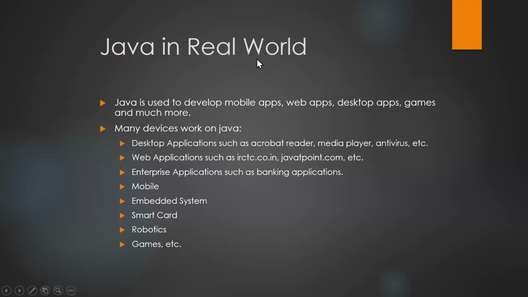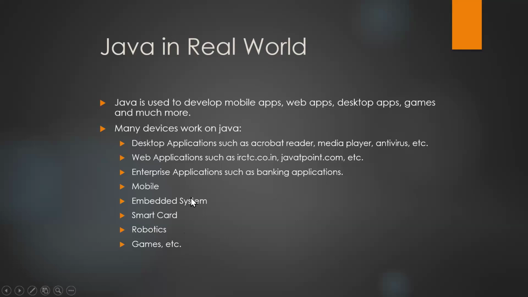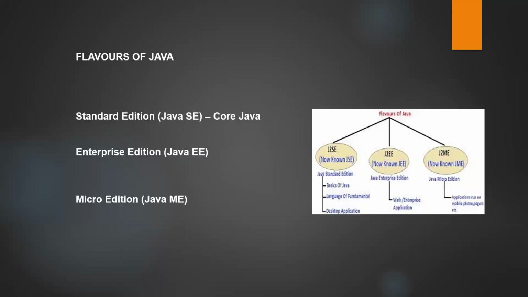So Java in the real world. Basically, Java is used to develop multiple mobile applications, web applications, a lot of desktop applications, gaming, and lots of projects in the corporates are based on Java. Apart from that, there's a big list of devices which work on Java. And Android phones, especially, are the best examples of Java in the real world, because Android is itself built on top of Java.